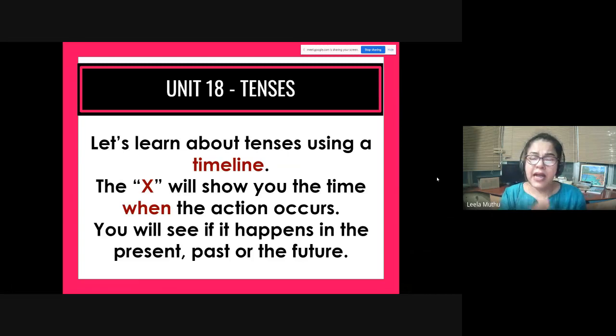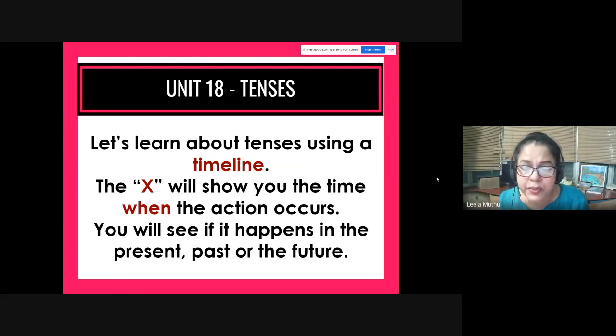So now I have X, okay? Now imagine that X is you, all right? X shows the person on the timeline where that person is at that moment, or where that action is happening, which shows when it is happening when you see it on a timeline. The center of a timeline shows the present, the left side shows the past, and the right side, with an arrow pointing towards the right, shows what has not yet happened, which is the future. You'll see what I mean.